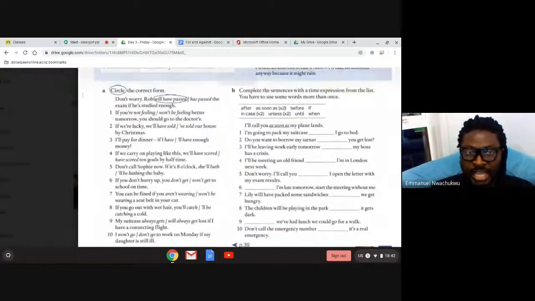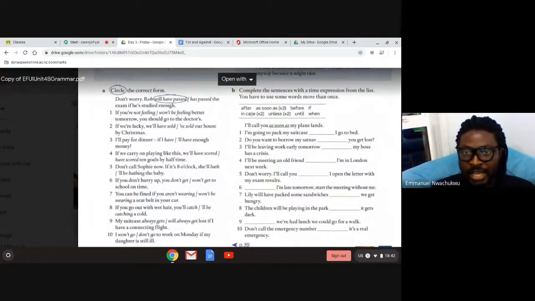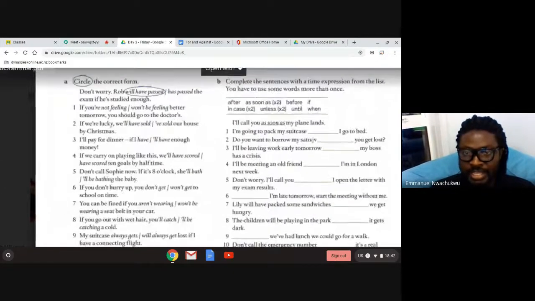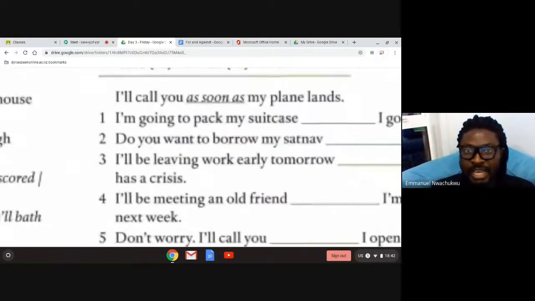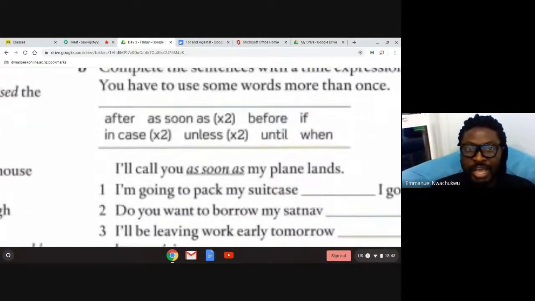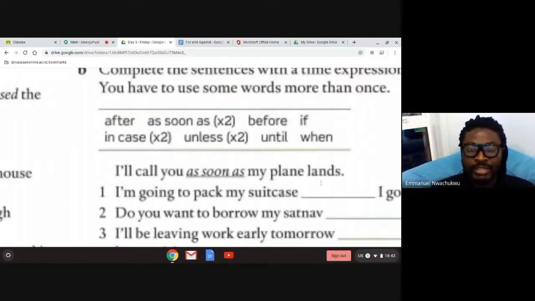That's for section A. For section B here, there are gaps in these sentences, and here are the options that you have to use to complete, to fill in those gaps. So here's an example for you. I'll call you as soon as my plane lands. So "as soon as" is the example, the thing that's been used as an example there, okay? So it's been used once.